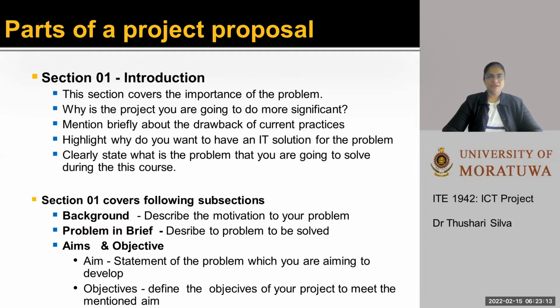You need to mention some drawbacks or the existing problems which are associated with the current practices. Or if it is a manual system, you don't have any automated solution at all. If that is the situation, you may talk about the problems that you are having in the manual system. It's critically important for you to highlight why you want to have an IT solution for the problem.